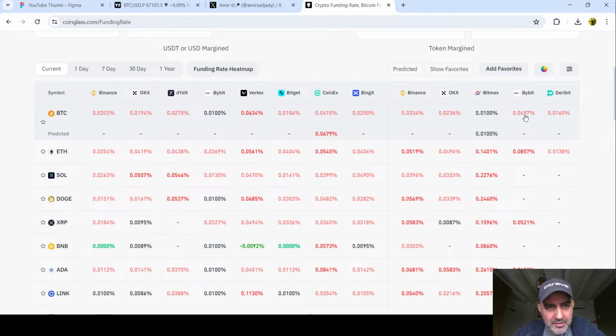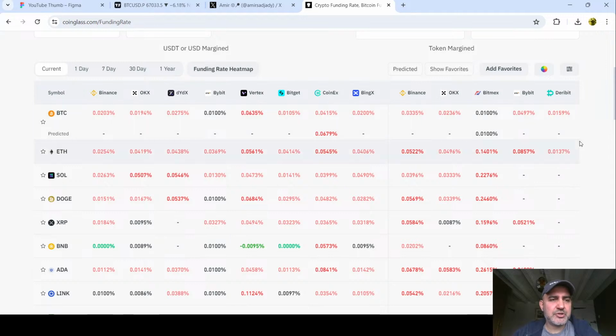See here, Bybit. I don't know what the difference is. Bybit and Bybit. I have no idea. Here it says 0, but let me just have a look on my Bybit. Give me a second. Yeah, this is correct. This one here. It's actually 0.0493. So that's bearish still.